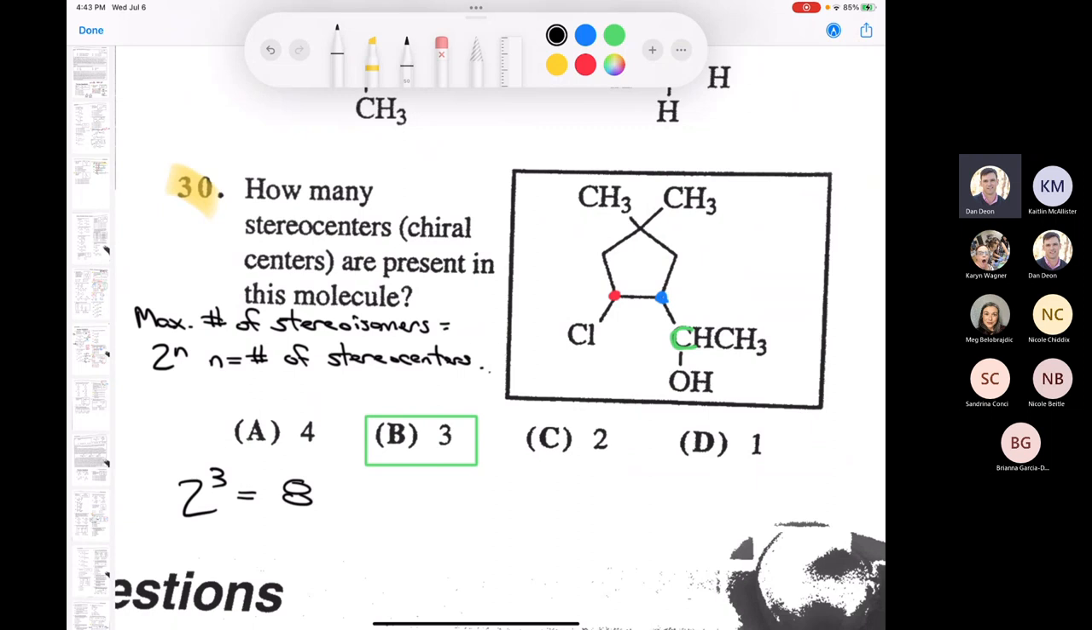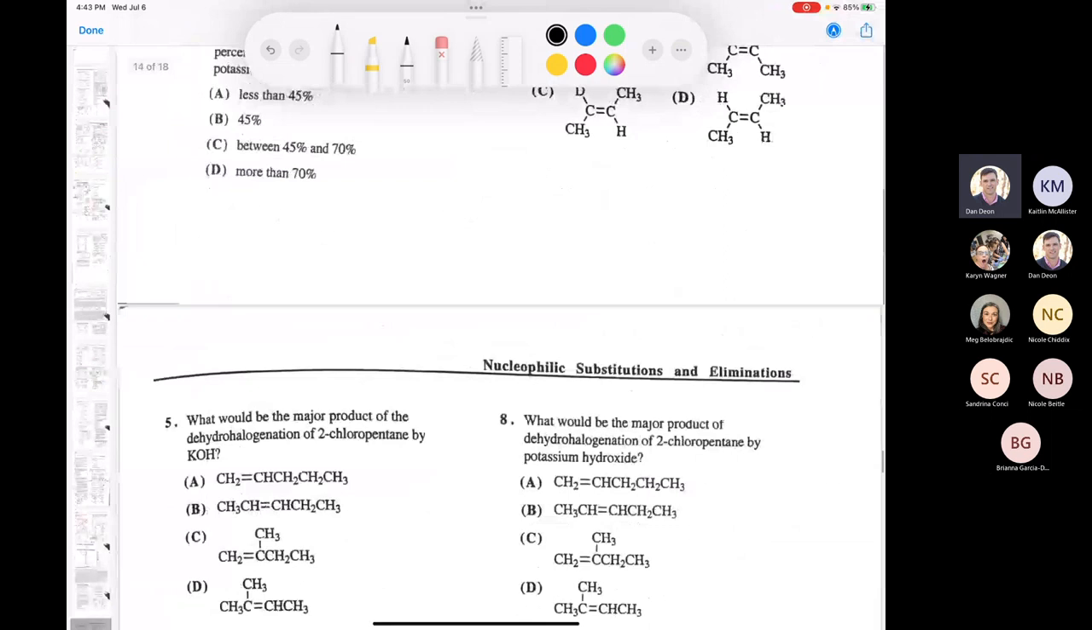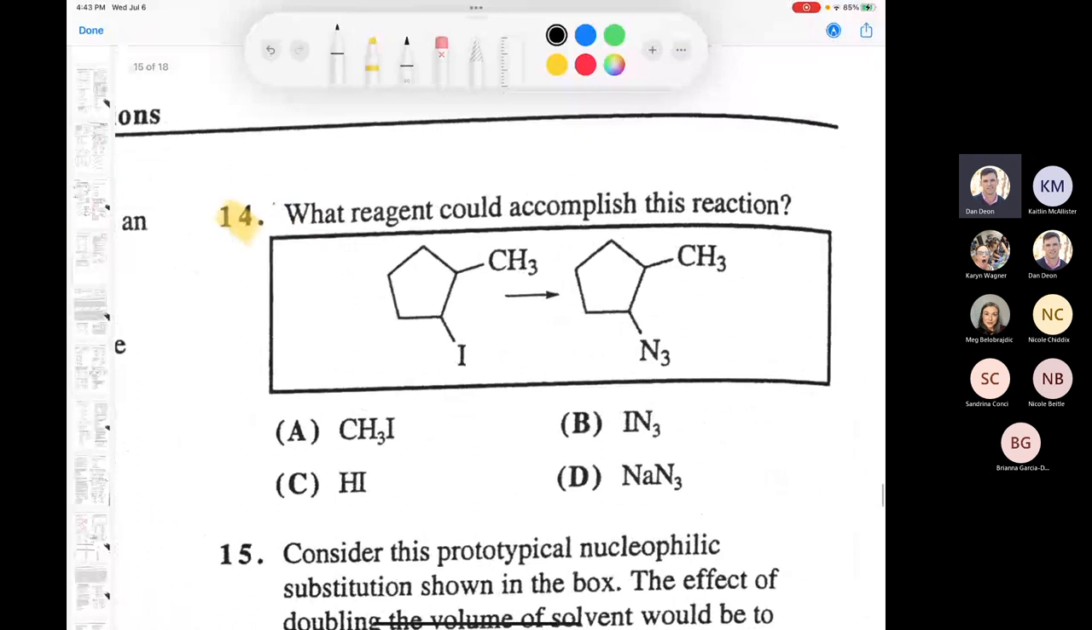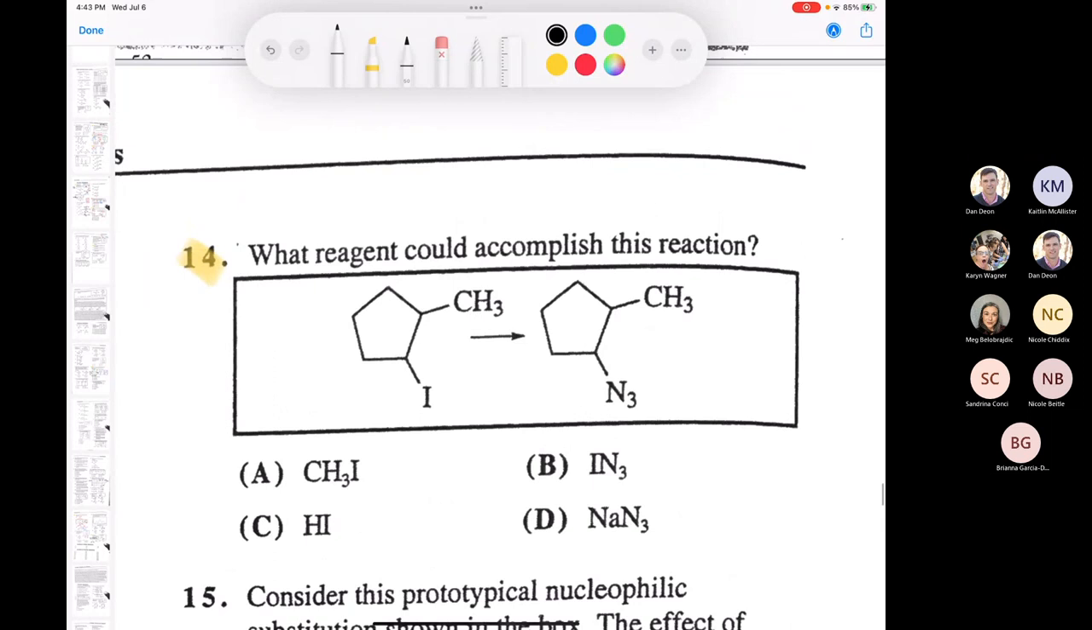So that's stereochemistry. Next one, I wanted to look at a couple of nucleophilic substitution questions. I wanted to start with question 14. This is not meant to be a trick question. It's just something that doesn't come up a lot in Organic Chemistry 1 or 2.